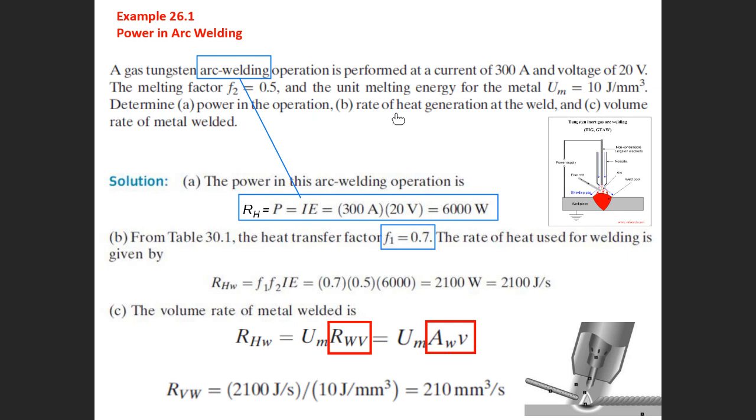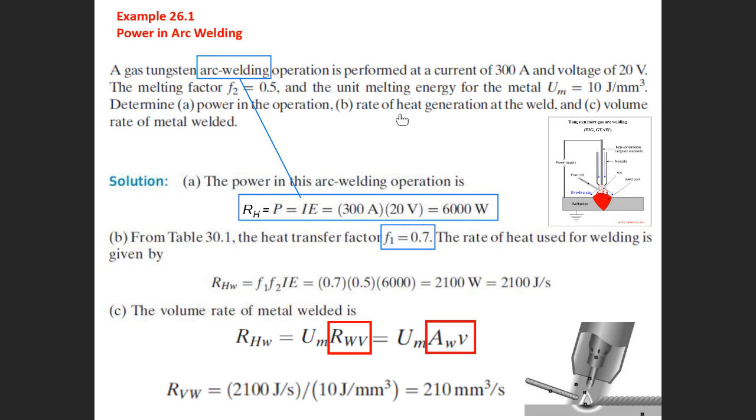Second, what is the rate of heat generated? The rate of heat, or power, generated at the weld. Same meaning, right? Rate of heat means joule per second. The rate of heat generated at the weld is RHW.